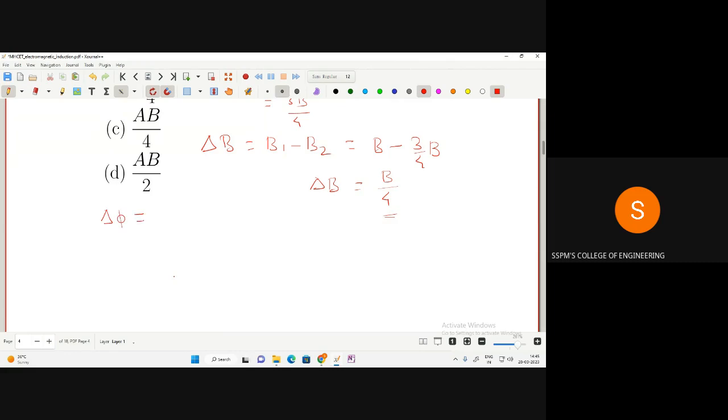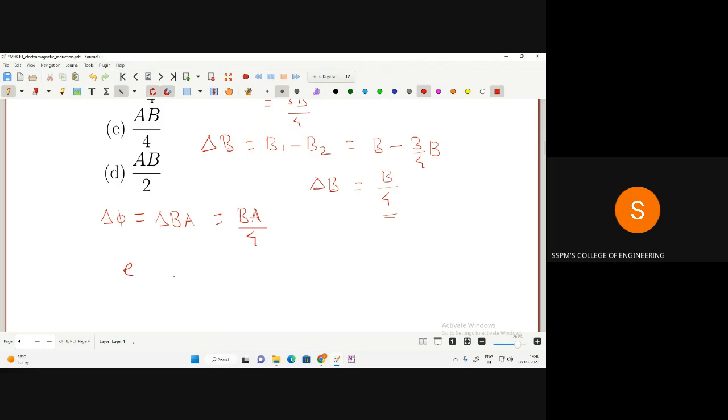So how can the delta phi be calculated? Delta phi is equal to delta B into A, isn't it? And delta B is known, it is B by 4. This will be BA divided by 4.